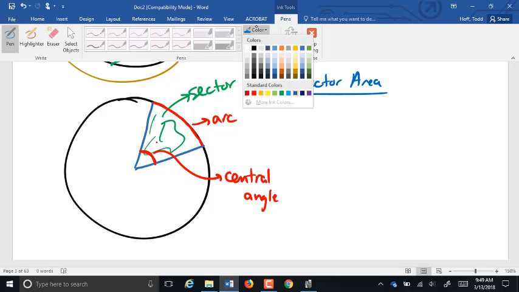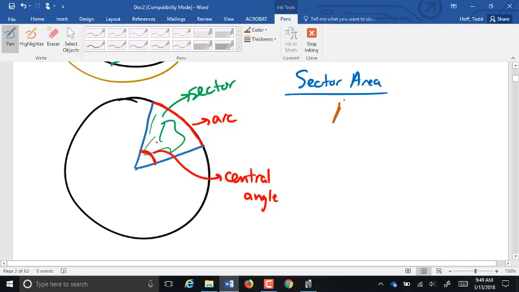To find the sector area, the first thing we need to find is the area of the circle. So A with a little circle there is the area of the circle. What's the formula for the area of a circle? Pi r squared. Pi times radius squared. And we showed you last semester where that formula came from.